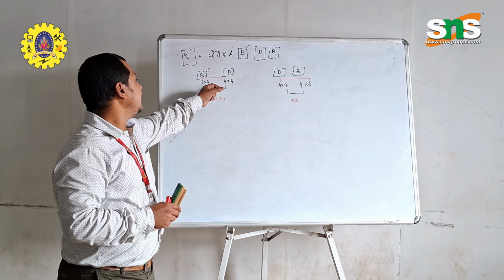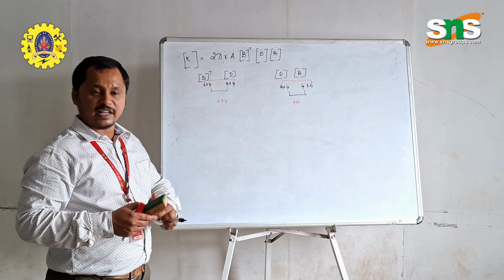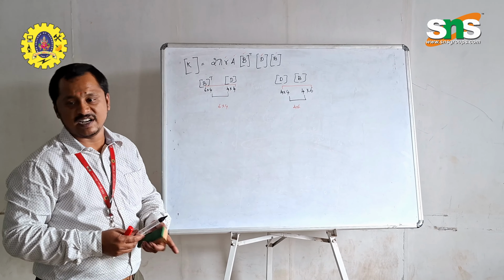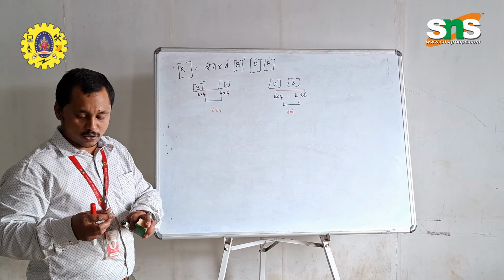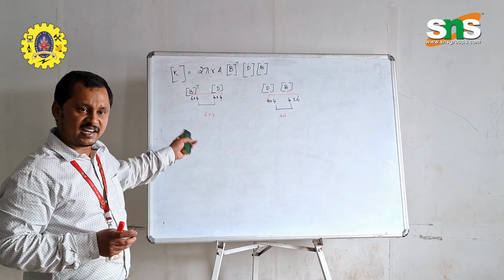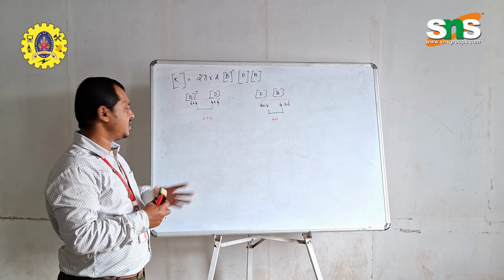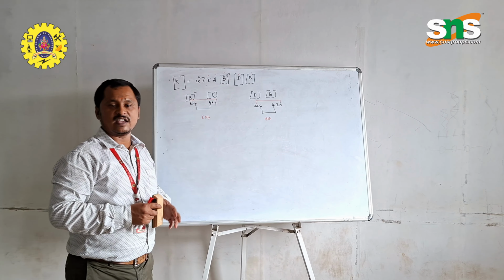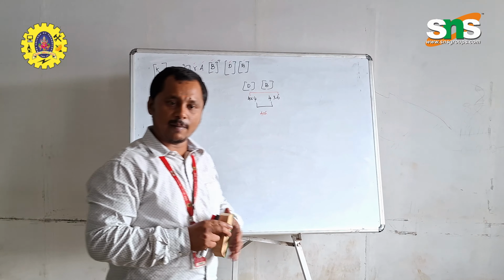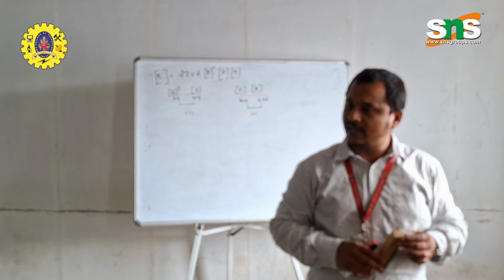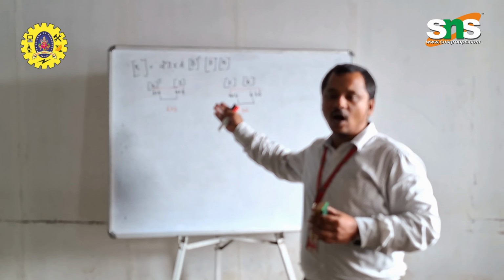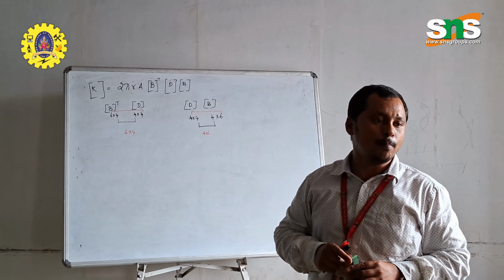If the internal numbers are not equal, then the particular matrices cannot be multiplied. That is the basic rule. So you have to check whether the matrices can be multiplied or not. These two internal values should be equal. In the upcoming lecture video, let us see how the matrices can be multiplied and how the K matrix can be computed.